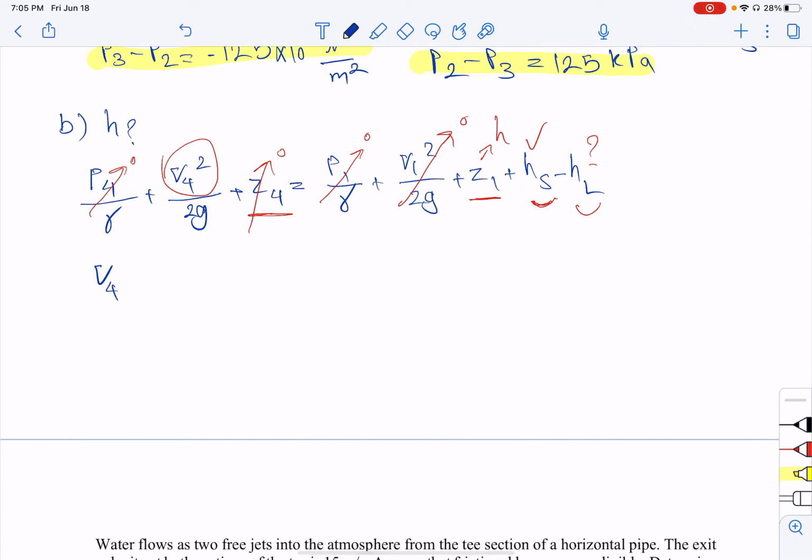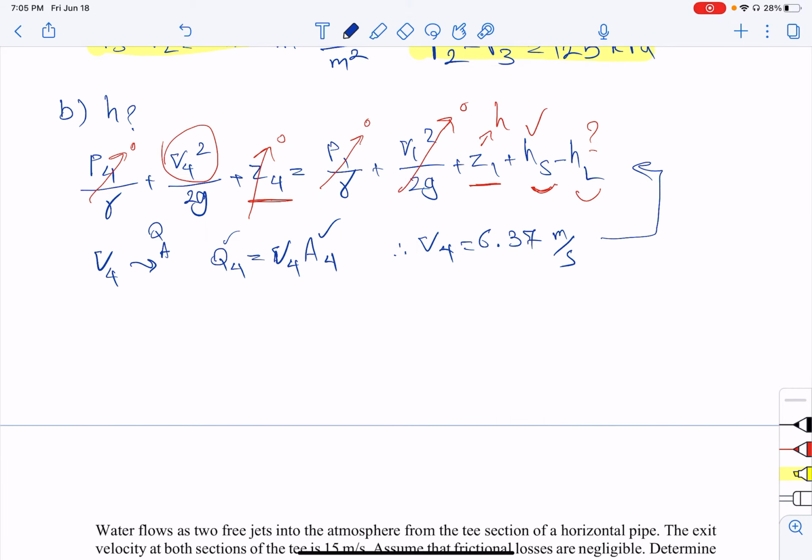So V4, we can just relate it to Q and A. We know that Q is VA, so Q4 is V4A4. Then we have this one, we have this one. If you put all of the values, you're going to get V4 as 6.37 meter per second, right? And then we can put V4 in this equation and then solve it for HL.